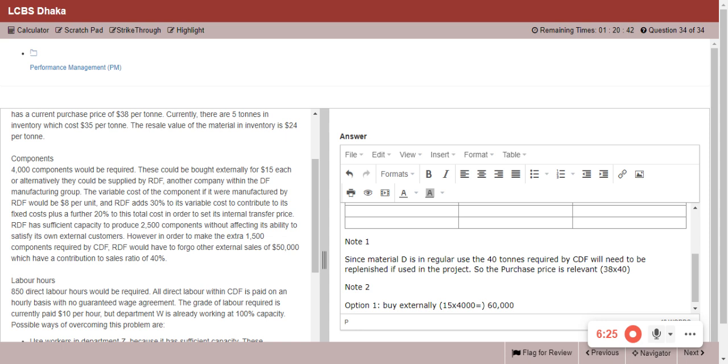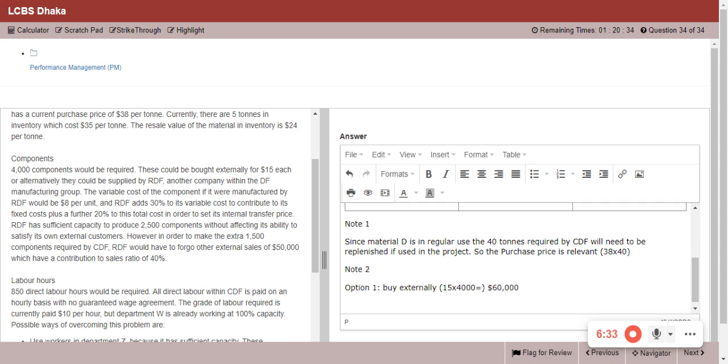What is the alternative? Option 2. Option 2 is my internal transfer. So let's see what the internal transfer is here. So let's just put in option 2 here as well. Option 2, buy internally.